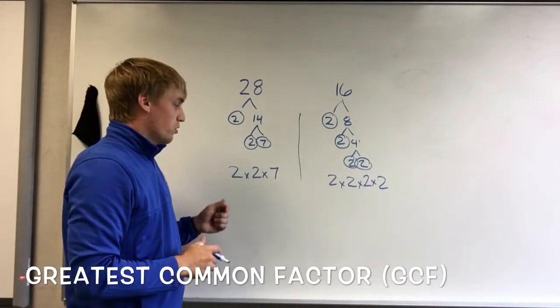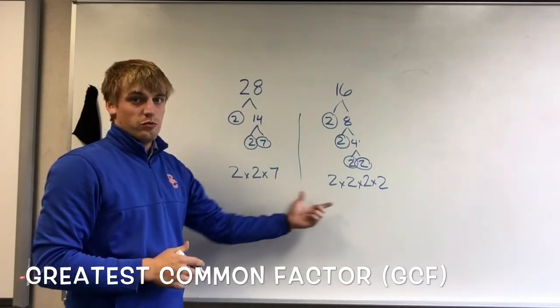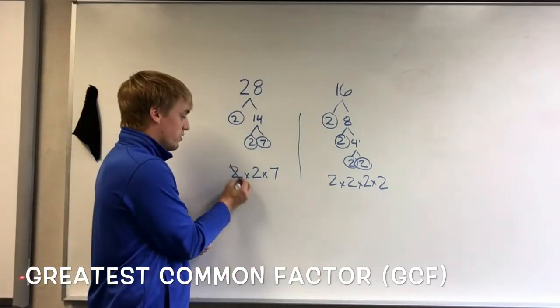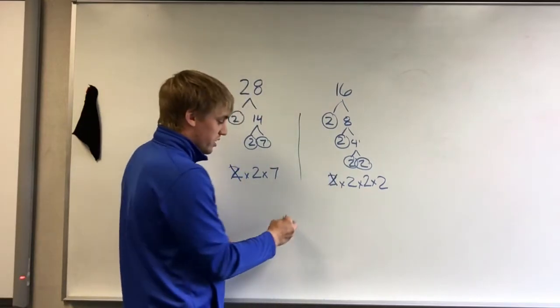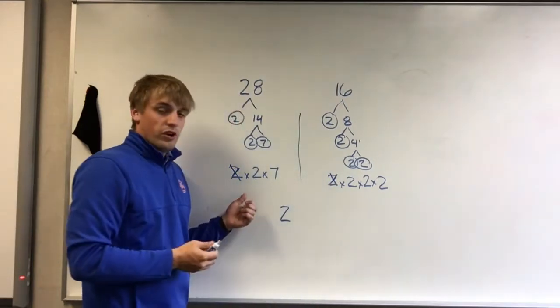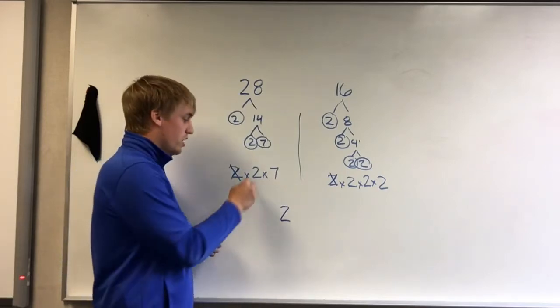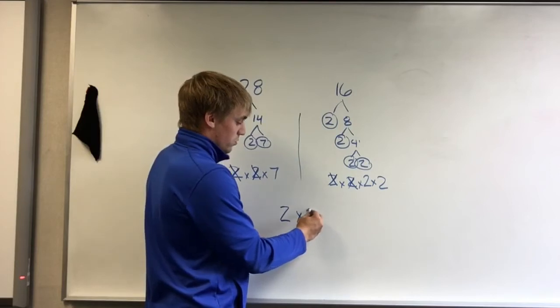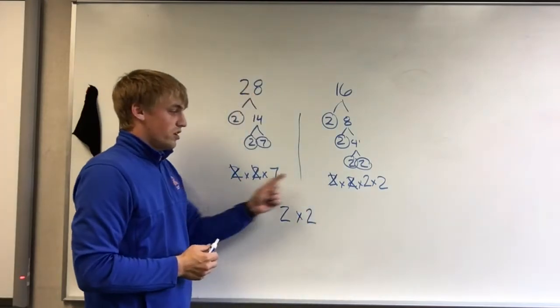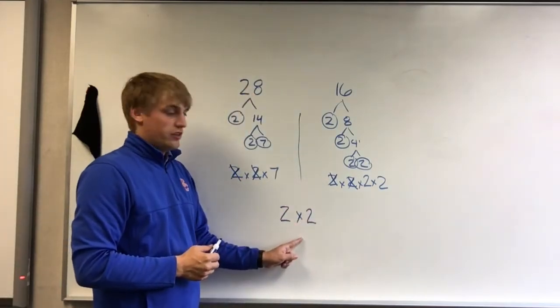So what we're looking for are numbers that are the same between both lists. So the first thing is they have a 2. So I'm going to cross it off on this side and on this side, and I'm going to write it one time underneath. Then we ask ourselves, do they have anything else in common? Well, they have another 2. So we're going to cross it off on both sides and write it one time underneath.